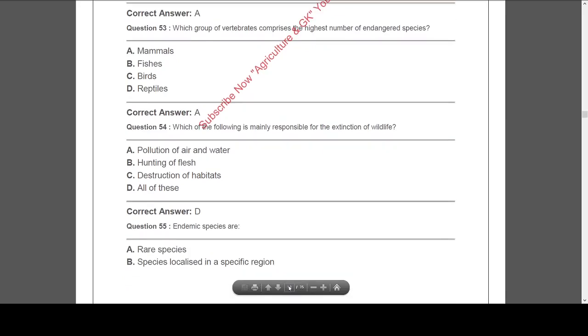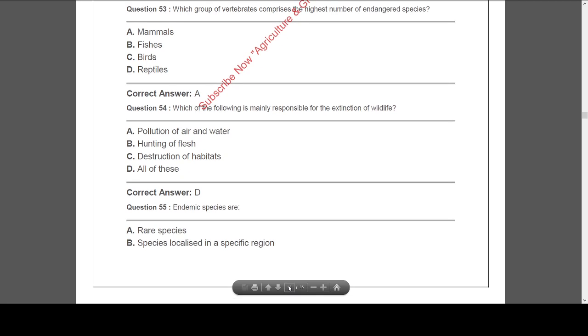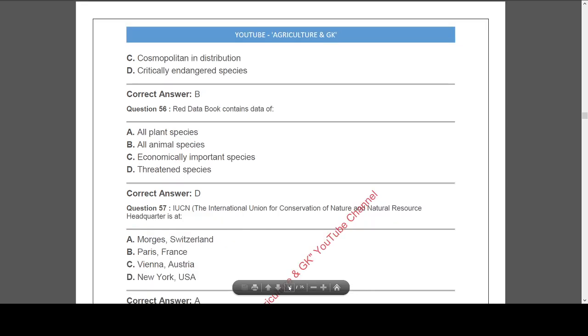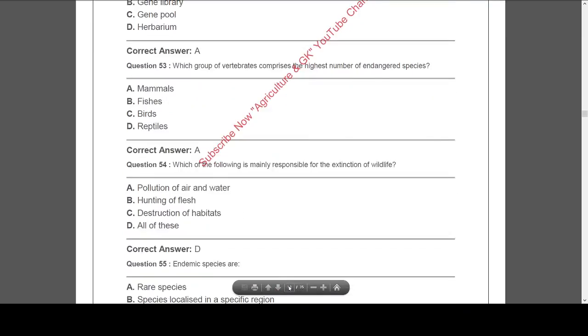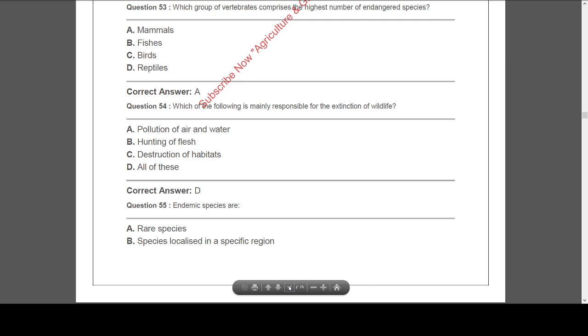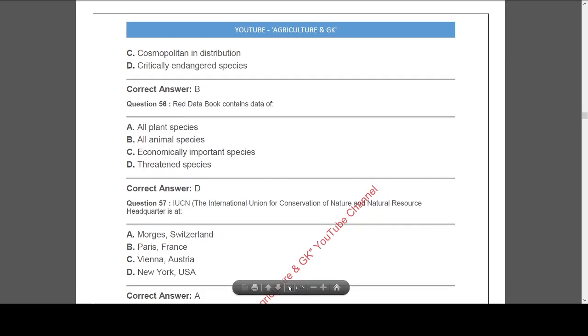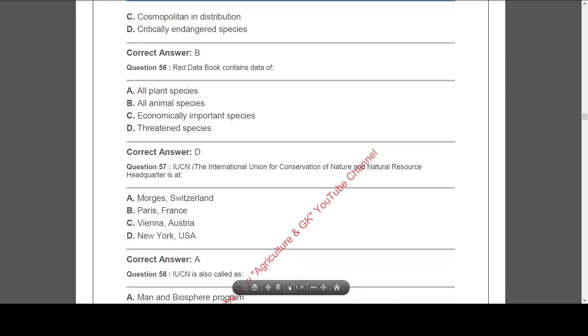Which of the following is mainly responsible for extinction of wildlife? It is pollution of air and water, hunting and destruction of habitats, all of the above. Endemic species are option B, species localized in a specific region. Red Data Book contains the data on option D, threatened species.